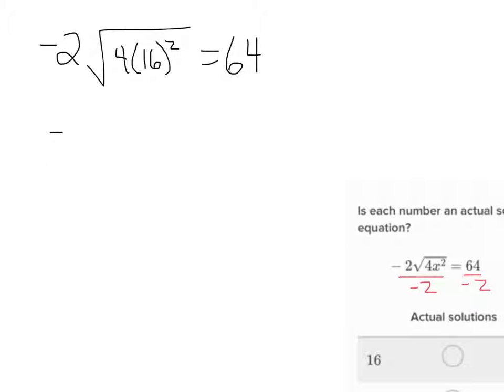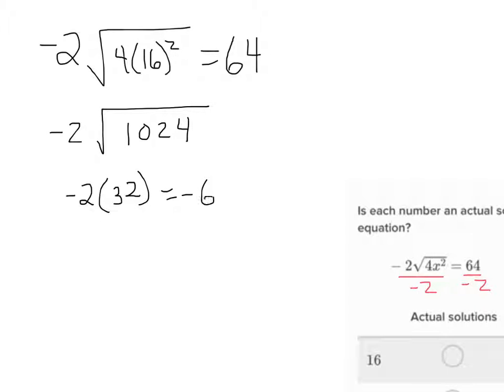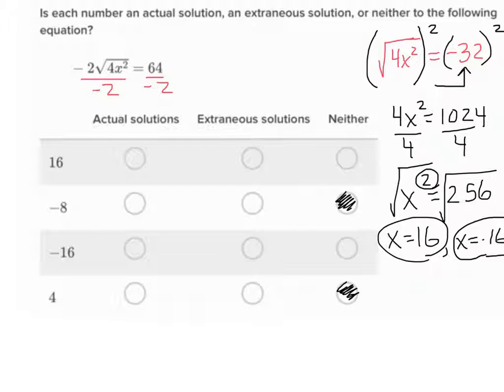And so I've got -2 times the square root of 16 squared is 256 times 4 is 1024. The square root of 1024 is 32. So I've got -2 times 32, and that equals -64. But it was supposed to equal what? +64. So 16 is an extraneous solution. Even though I got it as a solution, it didn't work. It didn't make the equation true, so it's extraneous.